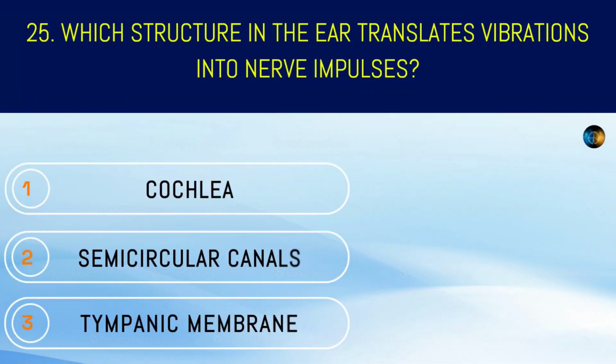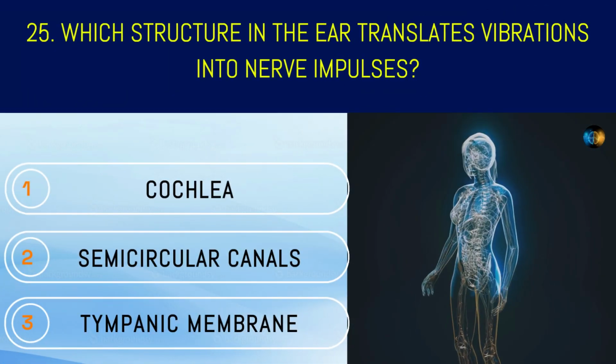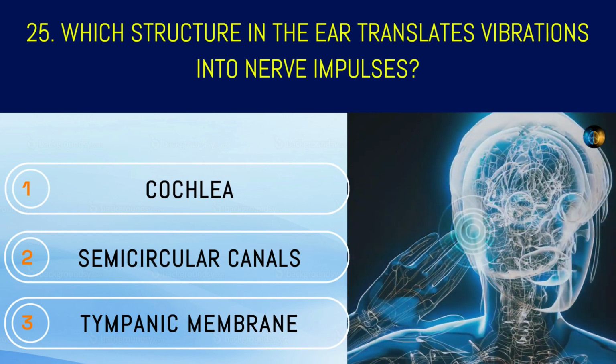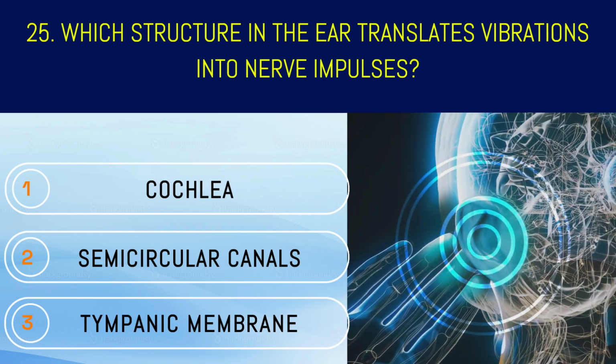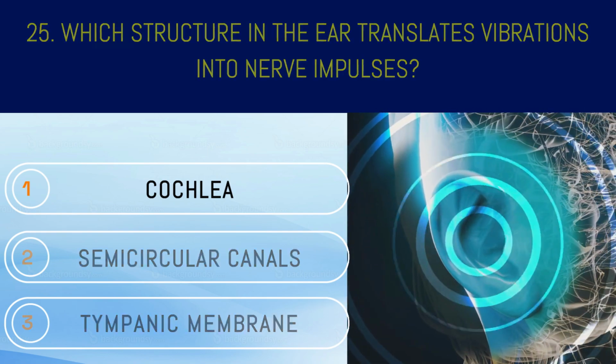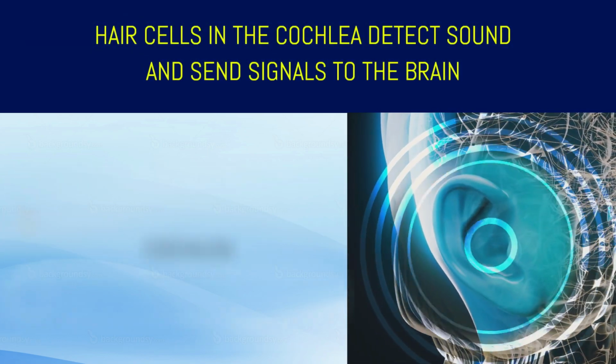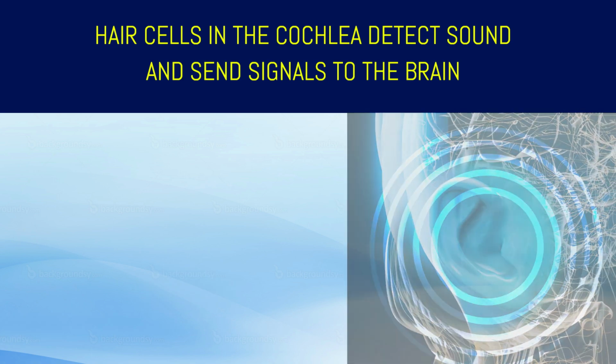Which structure in the ear translates vibrations into nerve impulses? Cochlea, semicircular canals, or tympanic membrane? Cochlea. Hair cells in the cochlea detect sound and send signals to the brain.